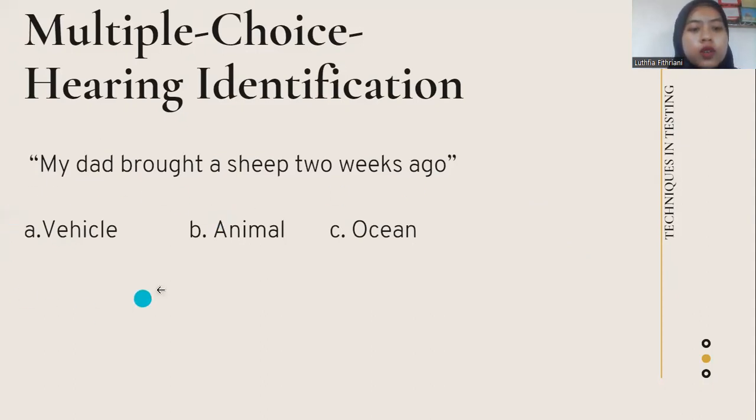Is it related to vehicle, or is it related to animal, or is it related to ocean? What do you think? My dad broke a sheep 2 weeks ago. You can drop your answer in the comment section below.